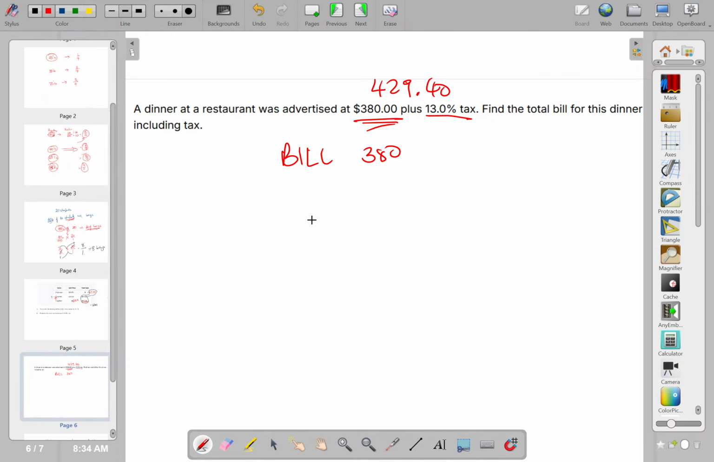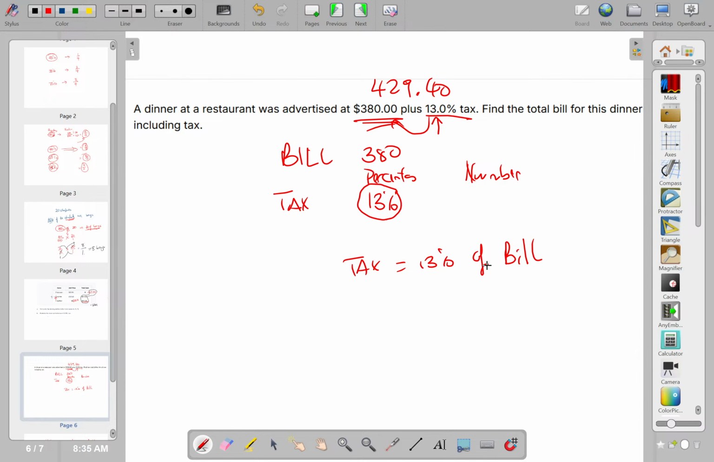Once again, remember, a percentage has to get applied to something. So what is this possibly going to get applied to? It's going to get applied to the bill. Right? So then now the tax percentage is 13%. To get the tax number, if you want to call it that, we have to apply the percentage to the total, right? So the tax then is going to equal 13% of the bill, because it has to get applied to something.